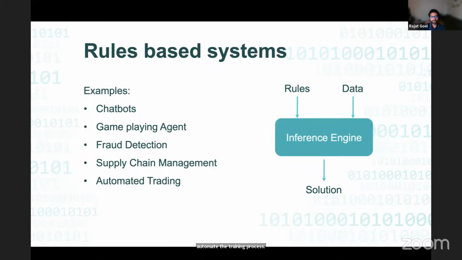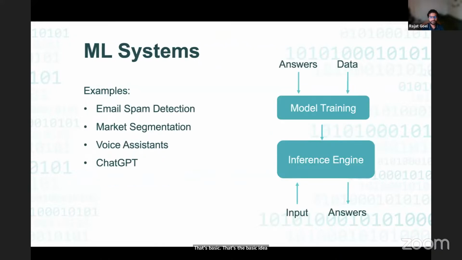So basically, we have an inference engine where we supply the rules and the data. And then next time when new data comes up, we would set that against the rules that we have trained on and then give the solution. That's the basic idea of a rule-based system.